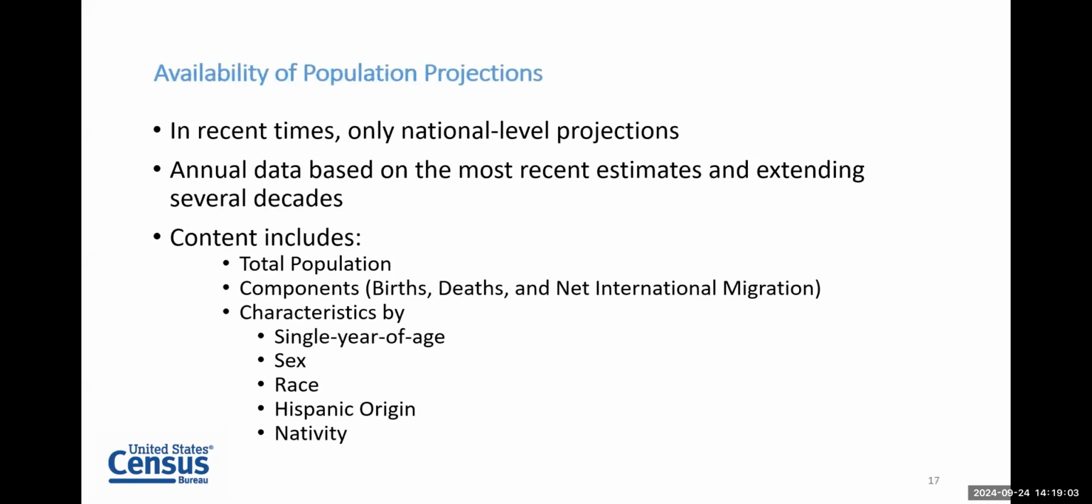So again, since the late 90s, we've only produced projections at the national level. They're based on that most recent population estimate, and then they extend forward several decades. Our population projections can include total populations and then components, so births, deaths, net international migration. And then we have them by single year of age, sex, race, Hispanic origin, and nativity. That's something we don't do in the population estimates. We don't do nativity, but in projections, we can because of how we process that. So it lets us maintain that.